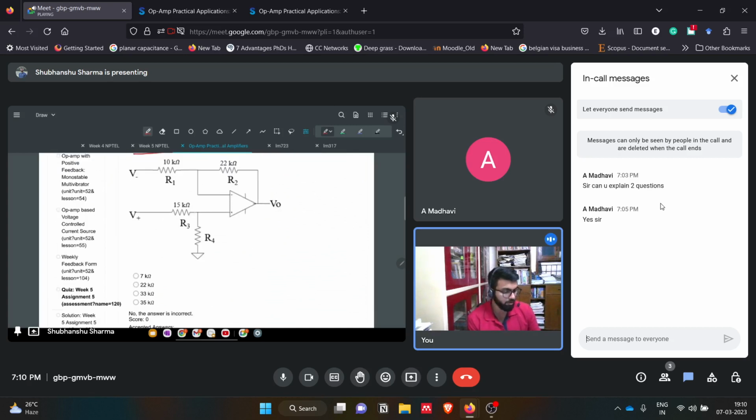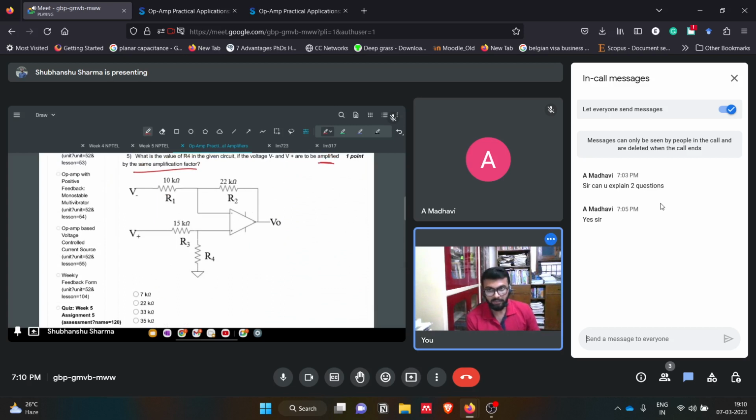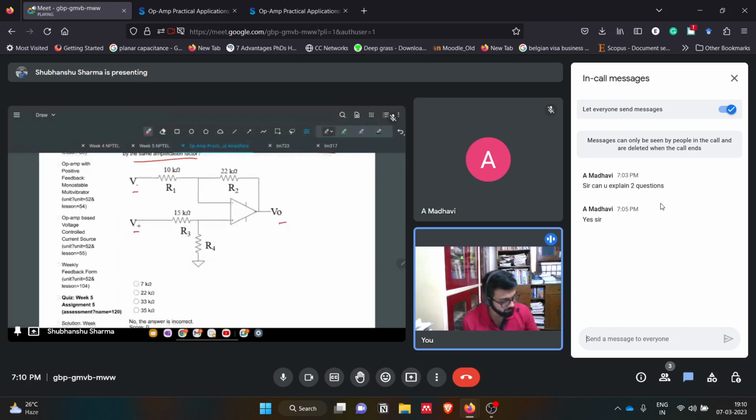So basically, whenever you see a circuit like this, just go for KCL and KVL equations and get a relation of these input voltages in terms of the output voltage V naught. Okay, so how will we see that? We can say this is VA voltage. Since this is a negative feedback, we can say this is also VA.